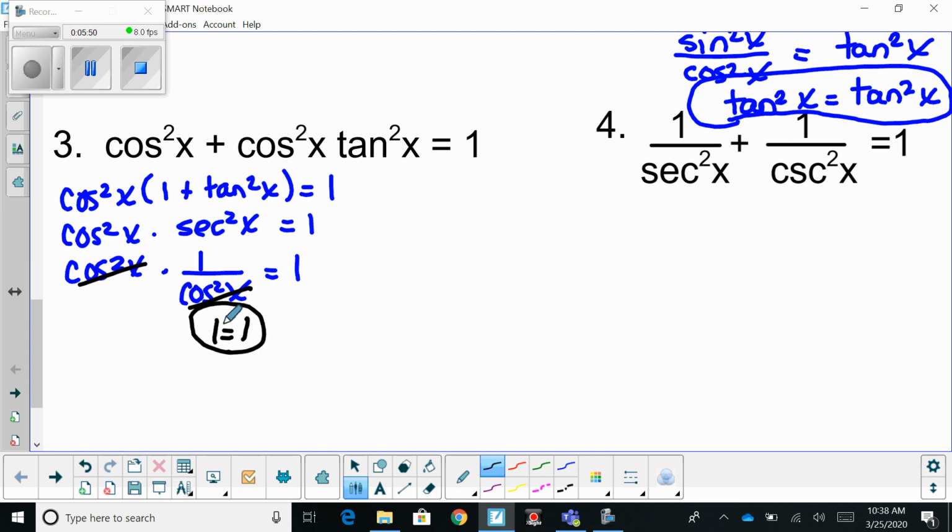Be sure that when you switch from 1 plus tangent squared to secant squared, that when you rewrite that, it's 1 over cosine squared, not just 1 over cosine. You've got to remember the square in there.